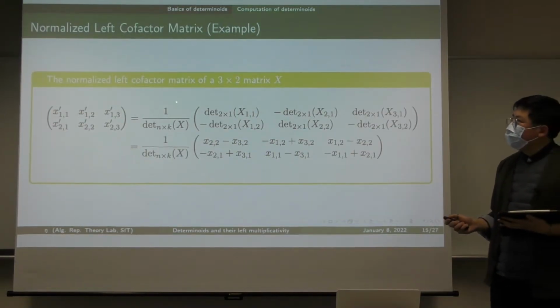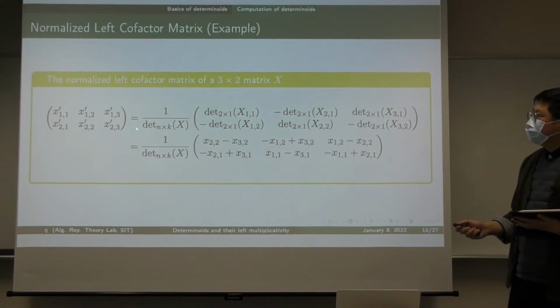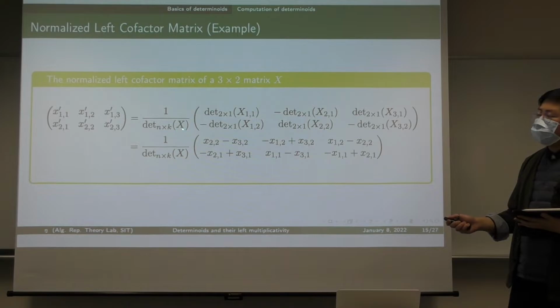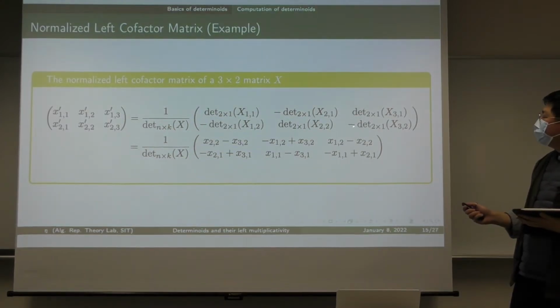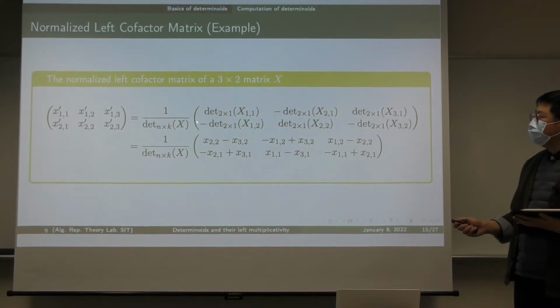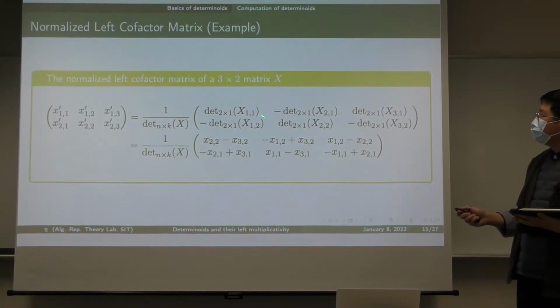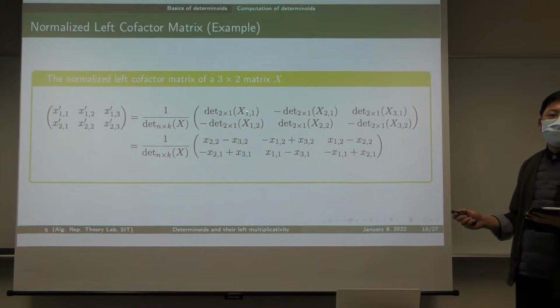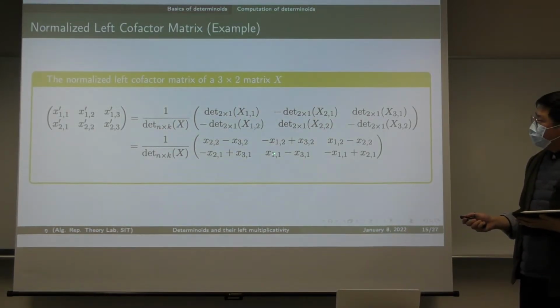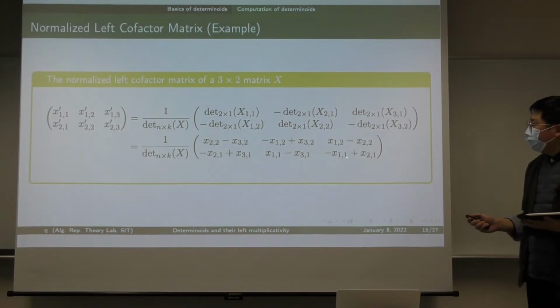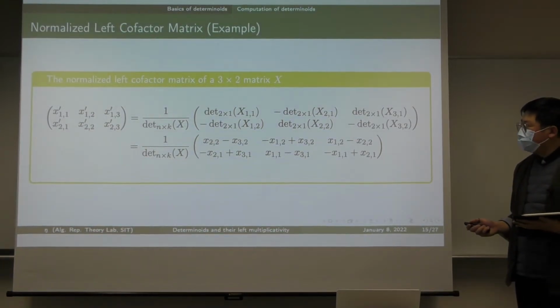And about the normalized left cofactor matrix, I use the general way. Since the determinoid of X is non-zero, we can do the division here, and then the 2 by 1 determinoids again. I already computed the sign. So this one is exactly the same as the determinant. And computing it, listing all out, we'll get this one.